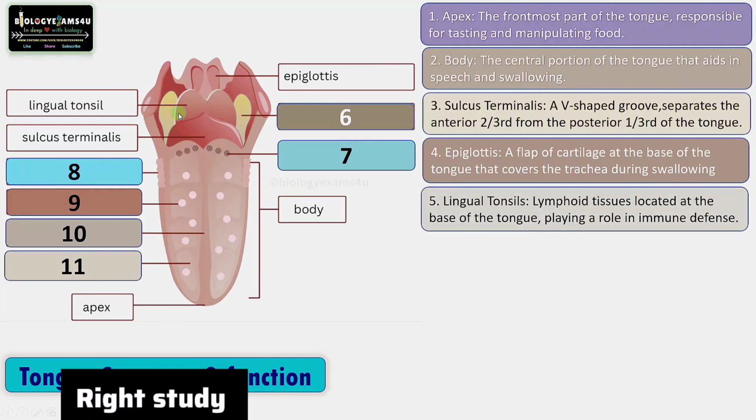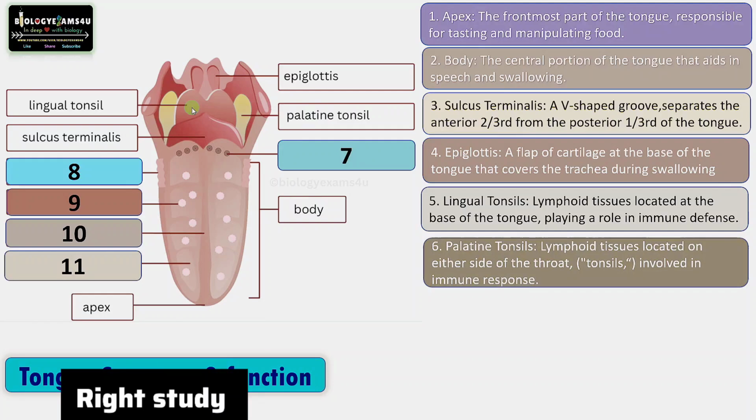The next structure is palatine tonsil. Palatine tonsil is also a lymphoid tissue located on either side of the throat. It is commonly referred to as tonsils and is involved in immune response.